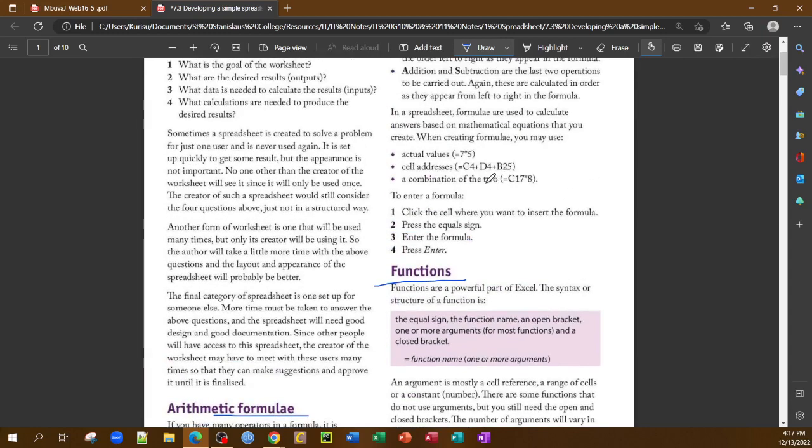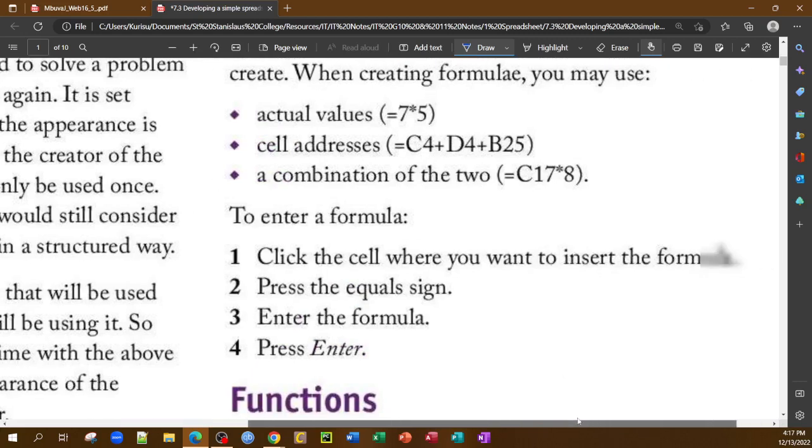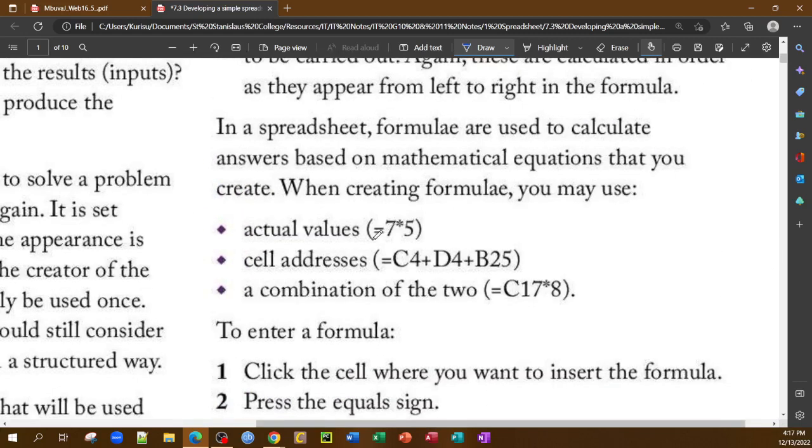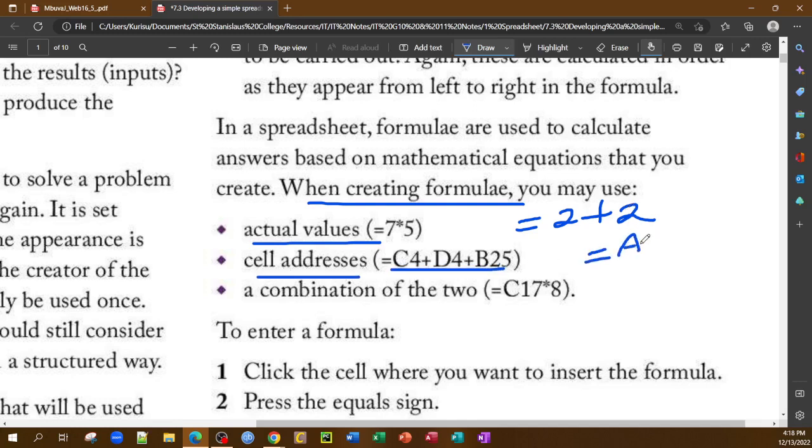So the last class we looked at a formula. These are some of the methods of creating a formula. A formula can be using actual values. You can type in equal 2 plus 2. That is a formula. Or a formula can have cell addresses, equal A1 plus A2. That is another example of a formula. Or you can use a combination of cell address and the actual value.